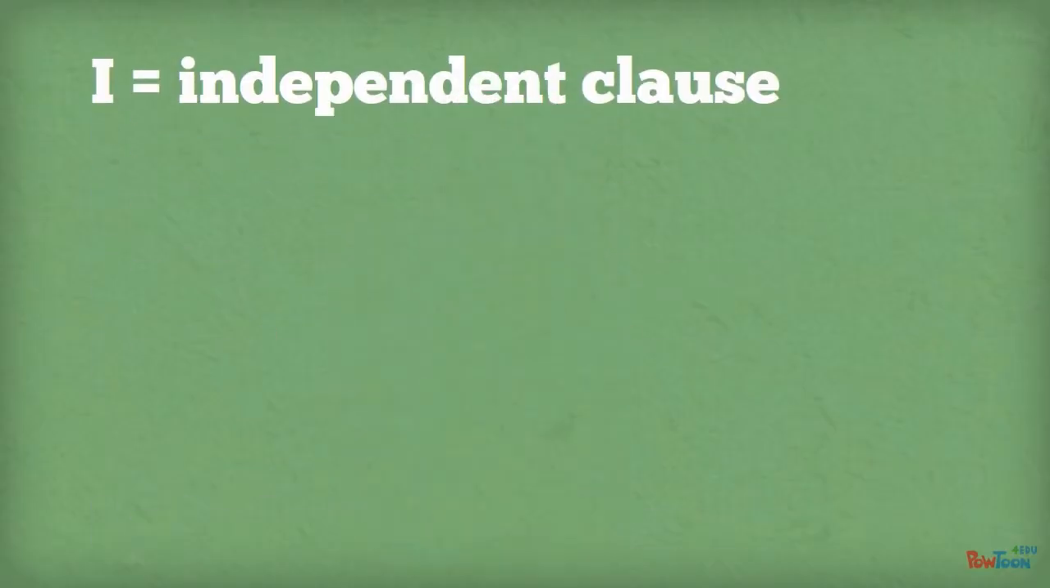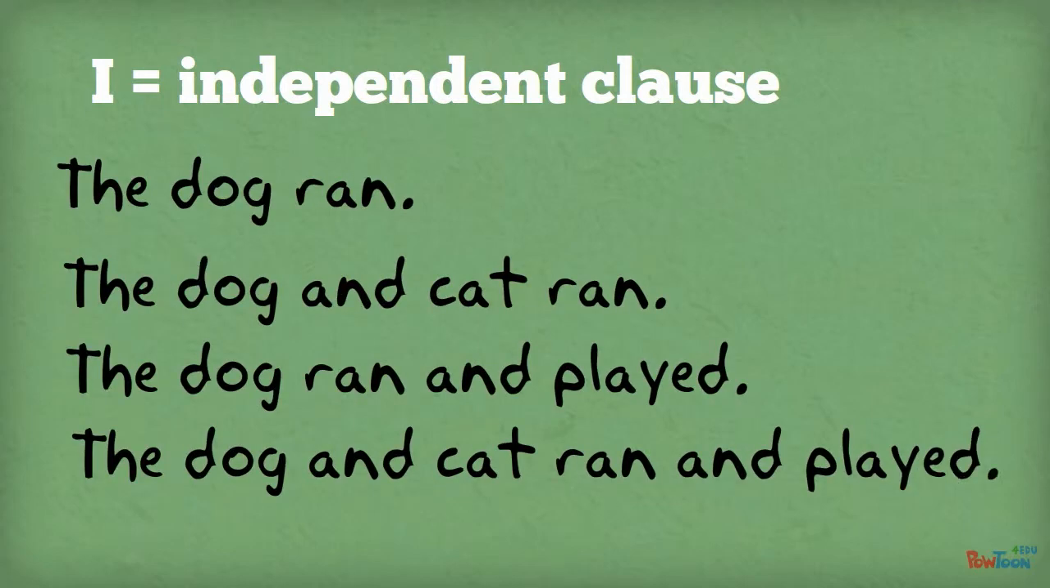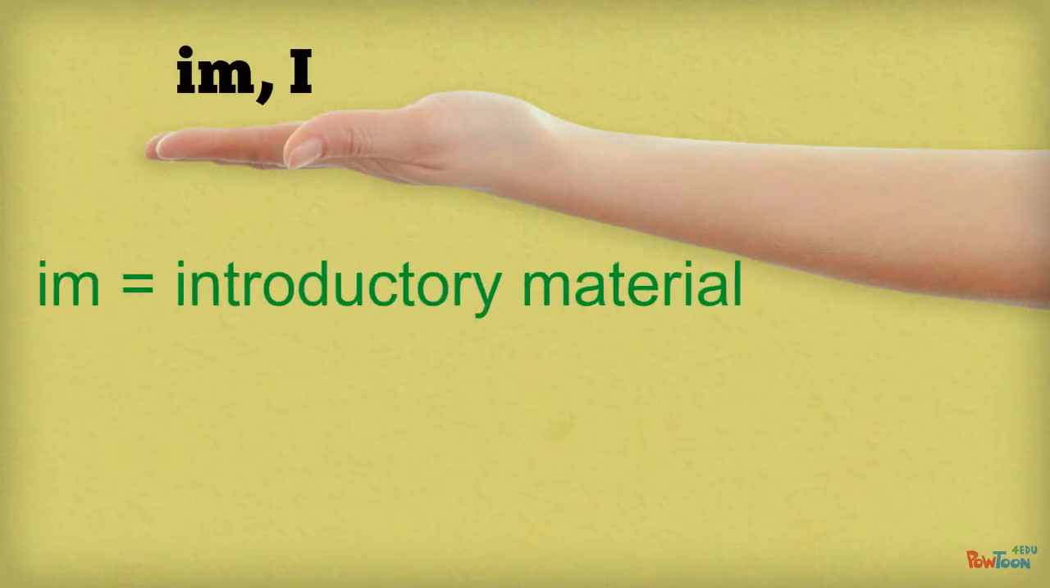I is an independent clause or simple sentence. A simple sentence has only one set of subjects and verbs. In each case, there is only one set doing one thing. Now, let's move to the first formula, I am, comma, I. The I am stands for introductory material. So, the formula says that a comma is needed to set off introductory material from an independent clause.